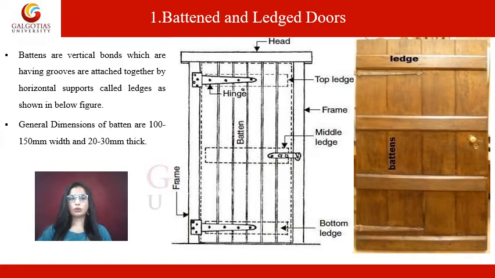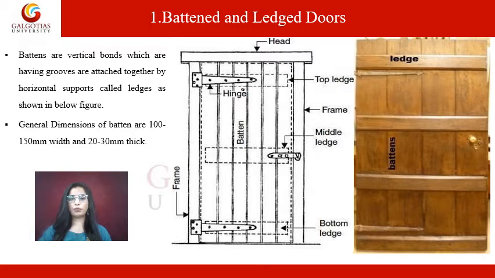Batten and latch door. Battens are vertical boards which have grooves and are attached together by horizontal supports called ledges, as shown in this figure. So here you can see the batten and latch door. This is called the frame and this is the top ledge. In this image this part is known as the ledge. These vertical members are the battens and this is the bottom ledge. Again this is also the bottom ledge.